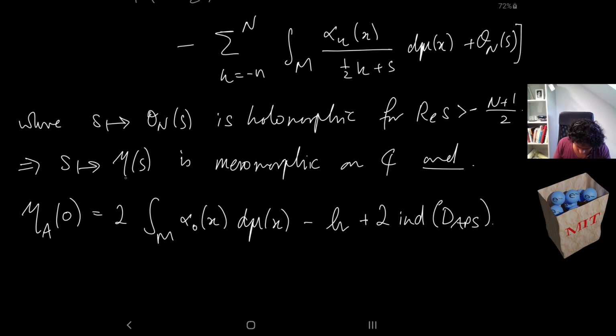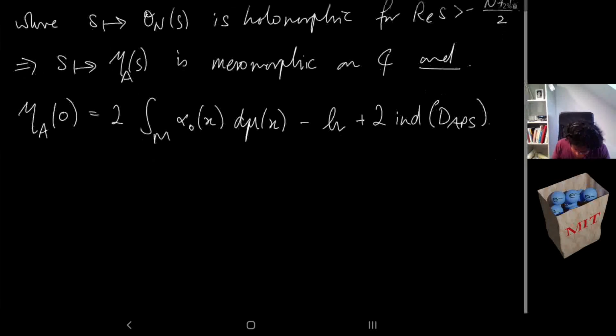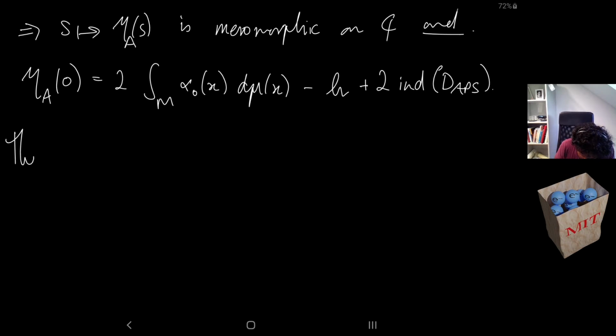I mean, there's only one eta anywhere in this thing, and that's the eta associated with A. So yes. All right. So now let's write out the celebrated theorem of Atiyah, Patodi, and Singer.